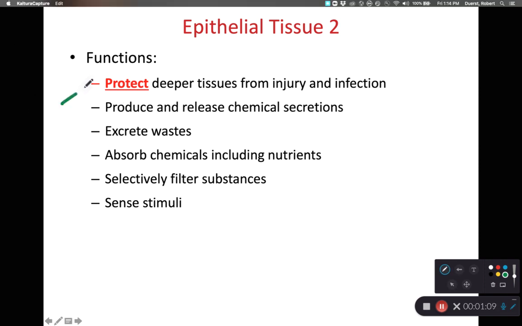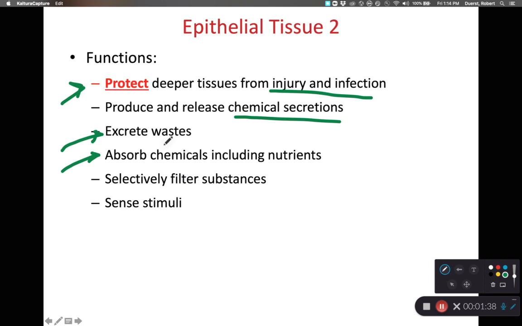As we look at functions, protection is a key one for epithelial tissues. In particular, if there's multiple layers of cells, I'm thinking of a stratified squamous epithelium, that's going to help protect us from injury and infection. Our epithelial tissues are going to produce and release chemical secretions. Think of this in terms of the glandular components. Our epithelial tissues also excrete waste products. Again, another glandular component.